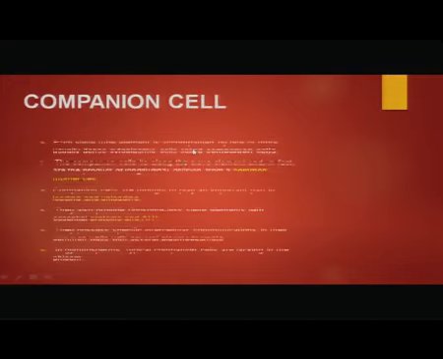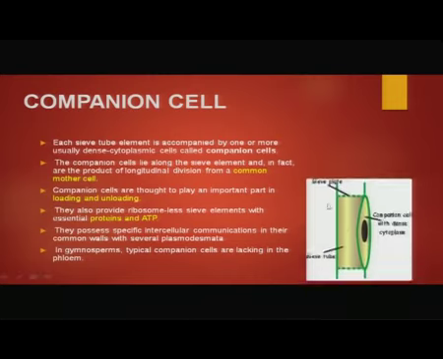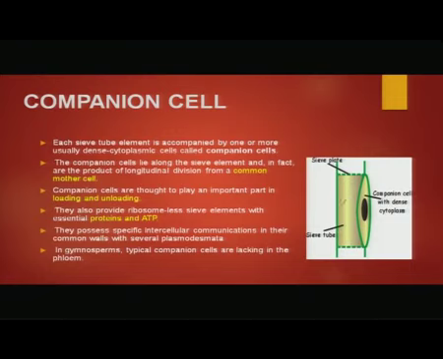So, talking about the companion cells, each sieve tube element is accompanied by one or more usually dense cytoplasmic cells called companion cells. So, if this is the sieve tube cell, you can see the sieve plate here. So, this will be the companion cell. It has dense cytoplasm and a conspicuous nucleus. The companion cells lie along the sieve element and in fact are product of longitudinal division from a common mother cell. That is, the sieve tube cell and the companion cell both originate from a common mother cell.